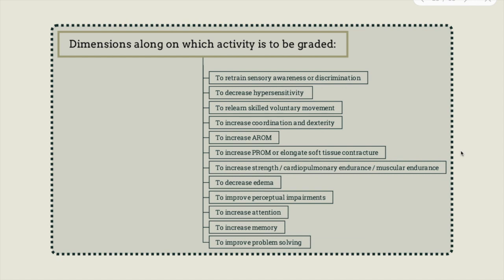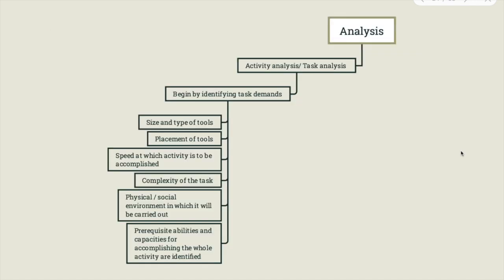Kind of piggybacking off of that, there are dimensions in which the activity is going to be graded. There are different areas. These are just some examples: to retain sensory awareness or discrimination, decrease hypersensitivity, increase active range of motion, increase passive range of motion, decrease edema. All of these are very important areas that could be identified and targeted in a therapy session, and could also be graded up or down based upon where your client's baseline level is.